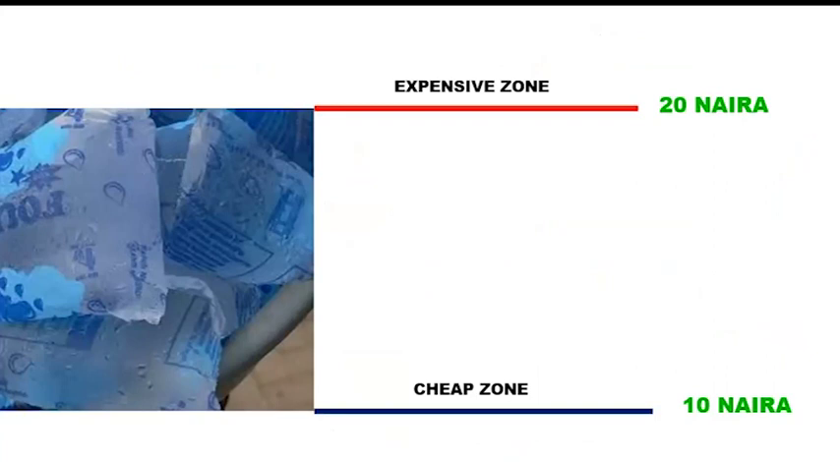Now, anytime price gets to 10 Naira, it begins to move to 20 Naira. Anytime price gets to 20 Naira, it begins to move to 10 Naira. So now, how would we have taken advantage of that movement in price?